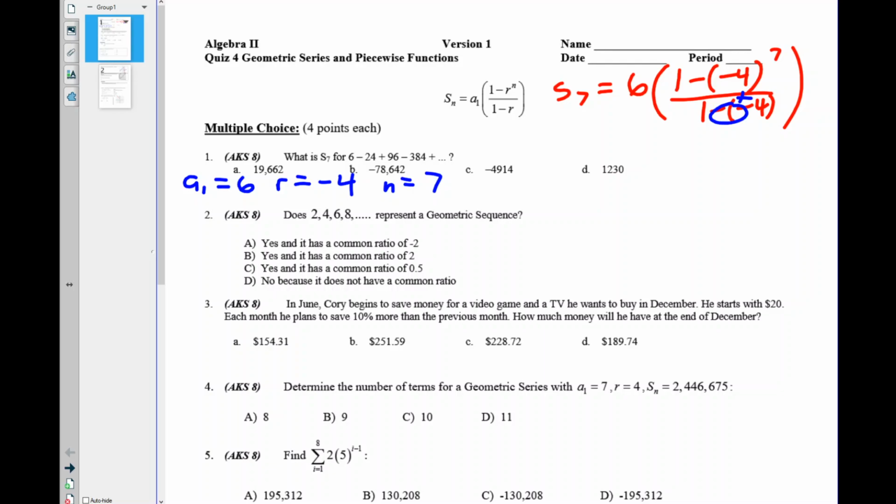If I were to break it up into pieces, put the top into your calculator. Put 1 minus negative 4 to the 7th. Or if you want to break it up into even less than that, just do negative 4 to the 7th. So see that you're getting a negative there. And then you can turn a double negative into a positive. So what is 1 minus negative 4 to the 7th? Should be a positive number. What is it?